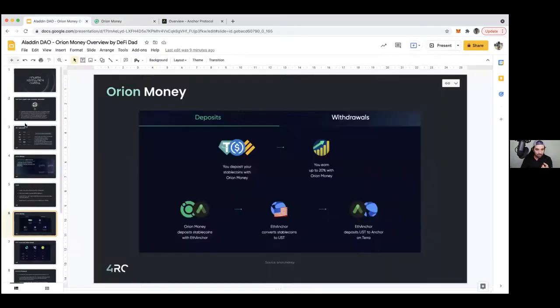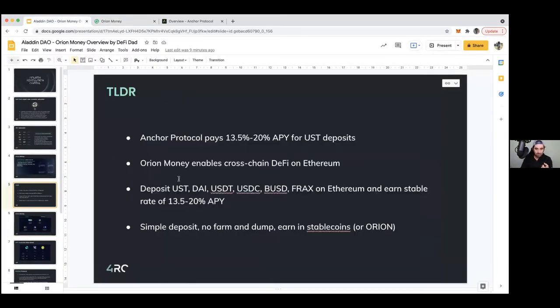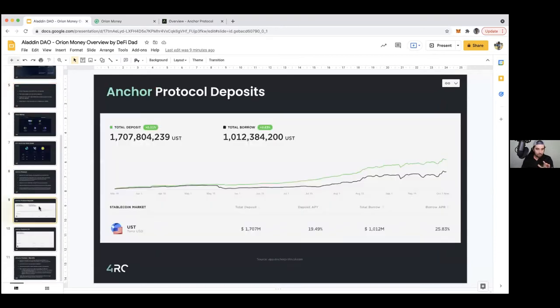Let me see if I've got a nice little synopsis here. We've got that stable rate, which is high. This is a rate that should hold up for years. So this is all assuming that Anchor can continue to be successful. It is the flagship protocol of Terra. At this point, if you look at some of the numbers in terms of the amount of money that has been deposited and that growth since March.